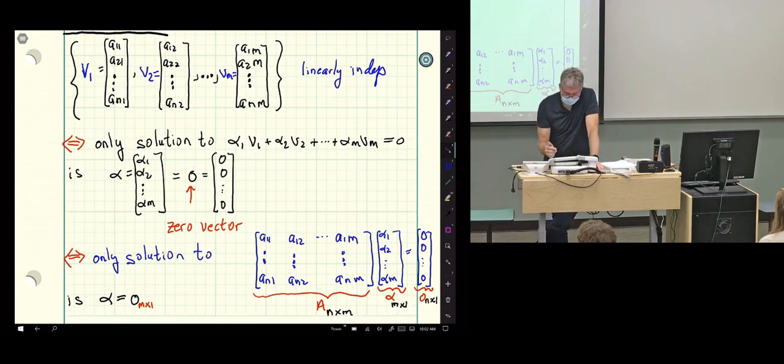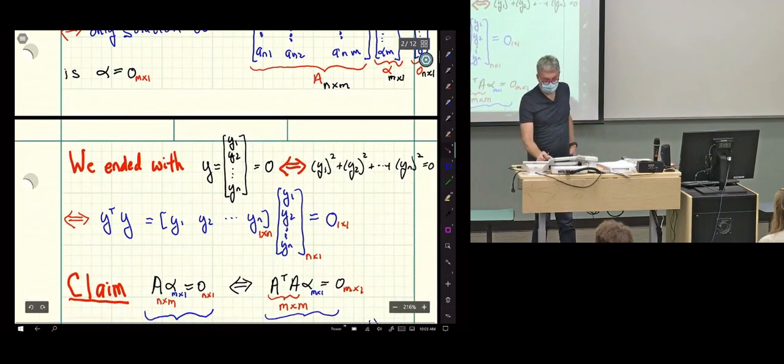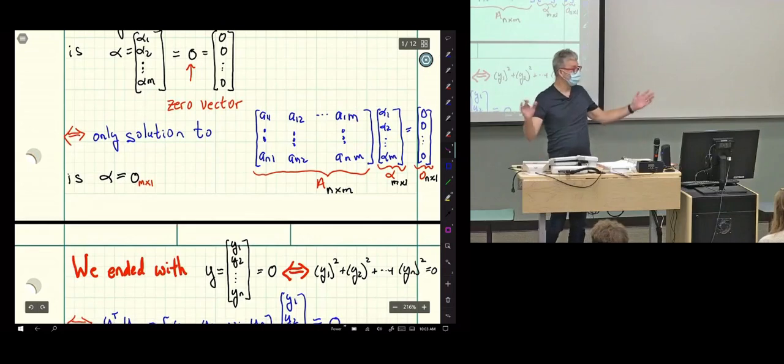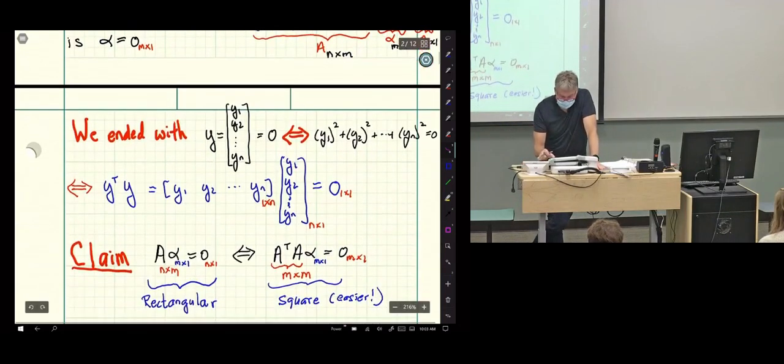And every once in a while, even I have to remind myself, what is the size of this vector? Where is it living? And for us, it's the number of coefficients. Okay, so we're just getting set up for how you prove that pro tip, which is where we left off. We ended with this.